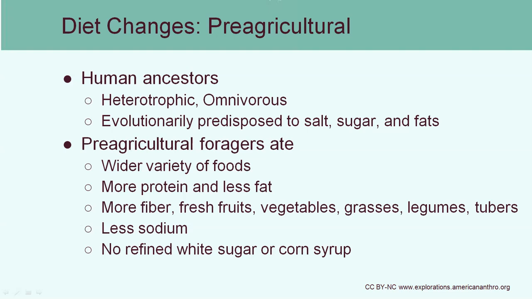So our pre-agricultural ancestors would have been hunter-gatherers, foragers, and they had a very wide range of foods that they ate. That's because they went from location to location. They ate things that were in season at that time, whatever fruit or nuts were available. They would have hunted animals. And in general, they would have eaten more protein and less fat because the wild game tends to be leaner.